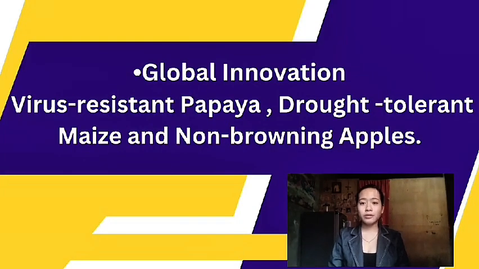So, global innovation means using science and technology to improve crops so they can solve real-world problems like plant disease, drought, and food waste. Examples include virus-resistant papaya, drought-tolerant maize, and non-browning apples. These innovations help farmers, consumers, and food security worldwide.